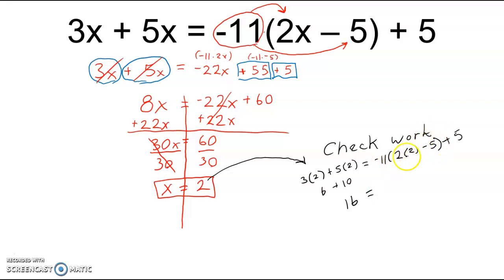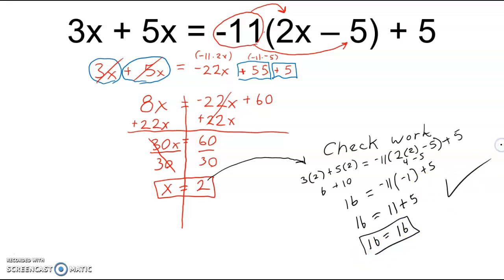Let's deal with the parentheses first. We have a negative 11, and 2 times 2 is 4, 4 minus 5, which is negative 1. Plus 5. And if we do our math here, we have 16 is equal to negative 11 times negative 1. It's positive 11 plus 5, which equals 16. 16 is equal to 16. So that is correct. Check. That is our answer.